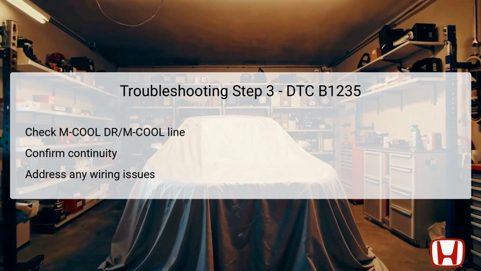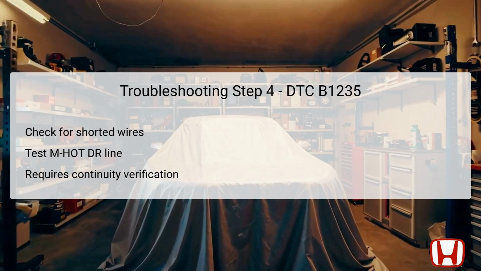In contrast, if continuity is absent, repairs to the wire between these 2 points will be necessary before further testing can continue. During Step 4, you will check for any shorted wires in the M-Hot-DR line. Maintain the same testing conditions. The ignition should be in the lock position and the connectors disconnected.